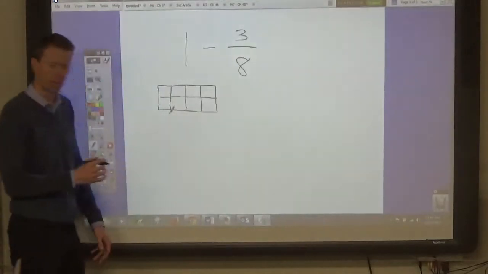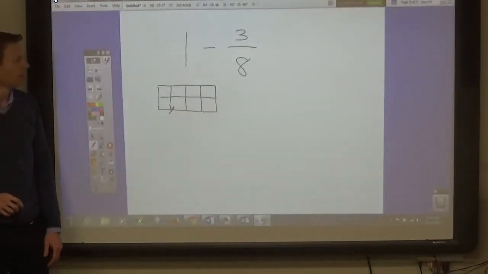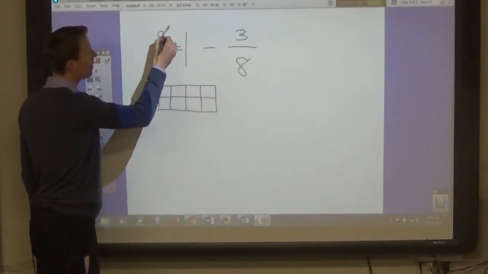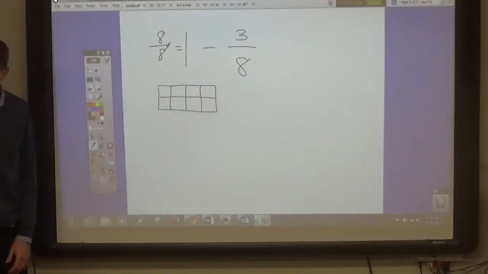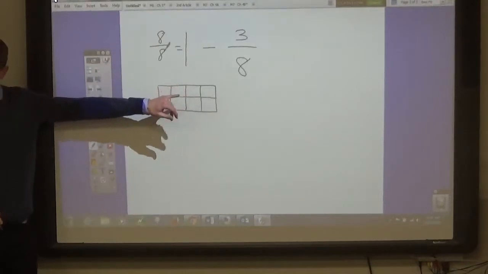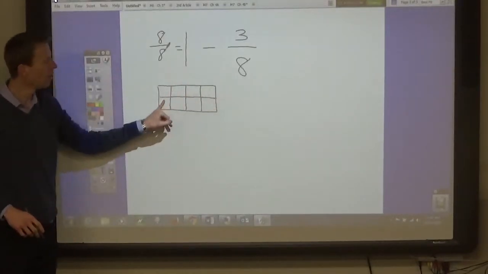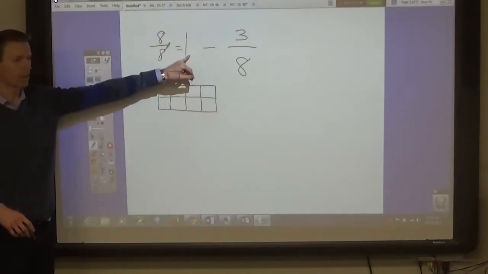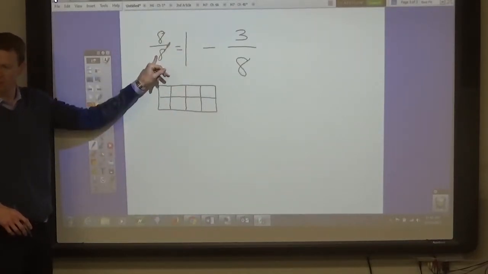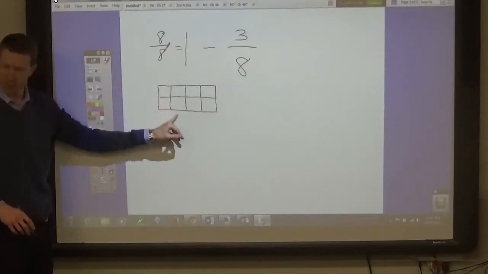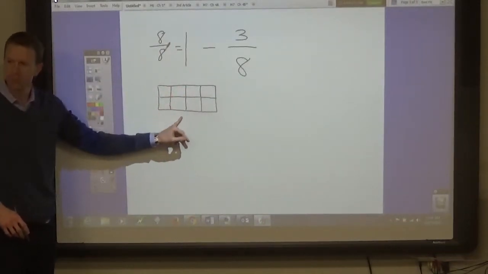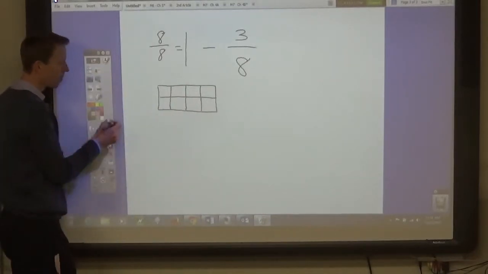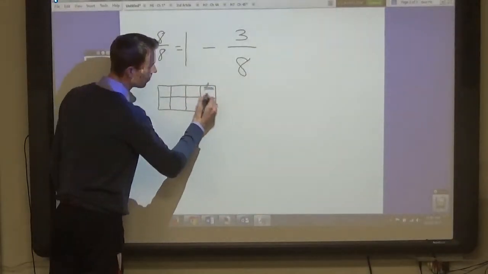Now we have 8s, okay? And so we change the 1 to 8/8. Does everybody see that? You write 1 instead of 1 whole, we make 8 pieces. Cut it up into 8s. We write the number 1 as 8/8. Nod your head if you see that. We have 8/8. Now, we can take away 3 of them.